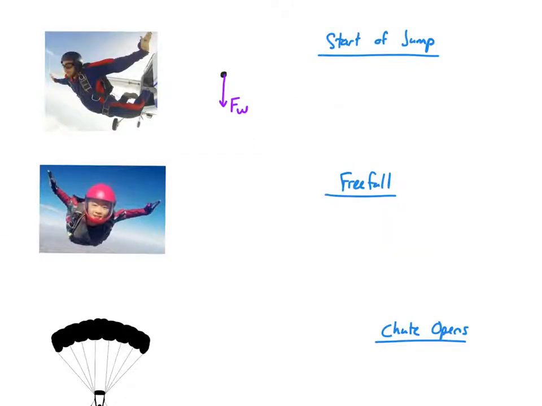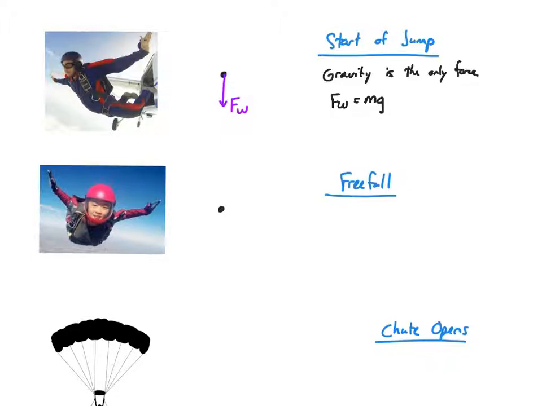To help us better understand net force, we're going to take a look at an example of a skydiver. We're going to look at different parts and the forces that are acting on the skydiver during different parts of the journey. First, we're going to take a look at the start of the jump, and gravity is the only force. When I draw a free body diagram, I'll notice that the weight force, which is equal to the mass times the gravity, is the only force acting on it. So that's an arrow pointing straight downwards.